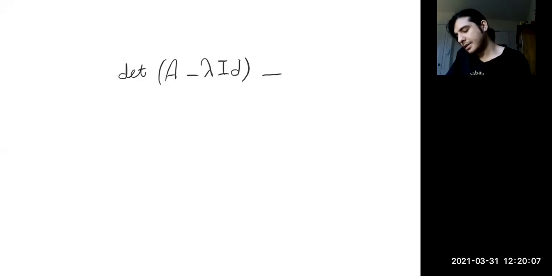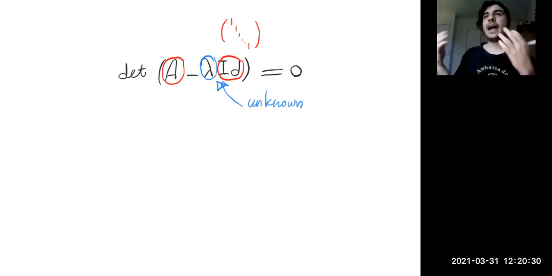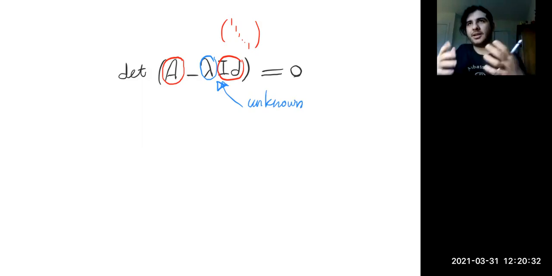But T itself is A minus lambda times the identity matrix. So this determinant is 0. Now the point is that A is a given matrix. The identity is also a given matrix, it's just 1, 1 on the diagonal. Lambda here is the unknown. So I can think about it as a variable, like x, the unknown.